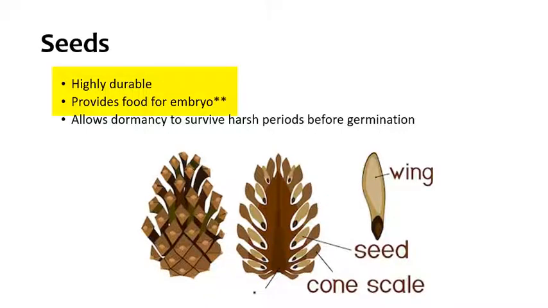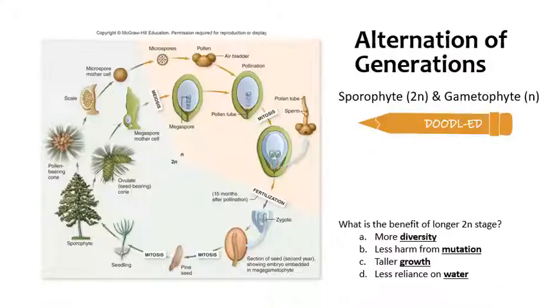A seed is the little embryo with a supply of food and a protective outer coating. That allows the embryo to survive a period of dormancy and grow when conditions are best. Now let's look at the life cycle of a conifer. Again, this image is very complex, so we'll draw our own life cycle.